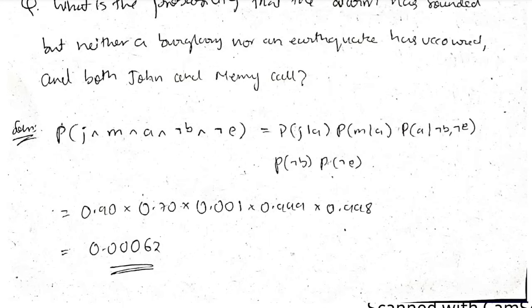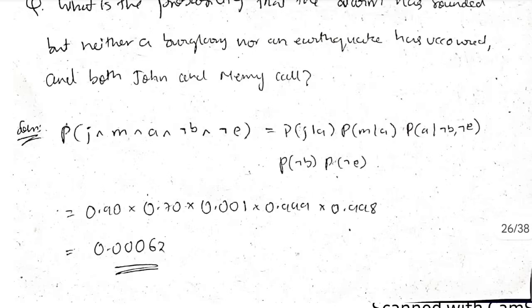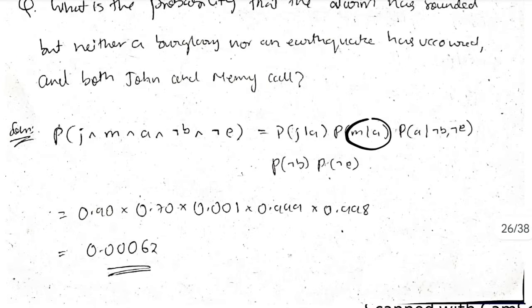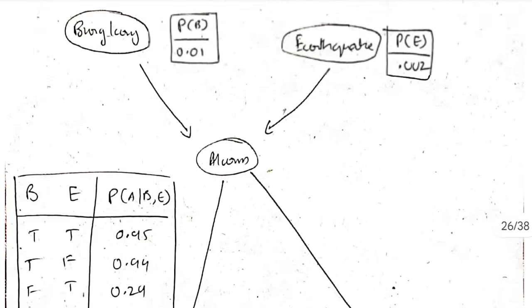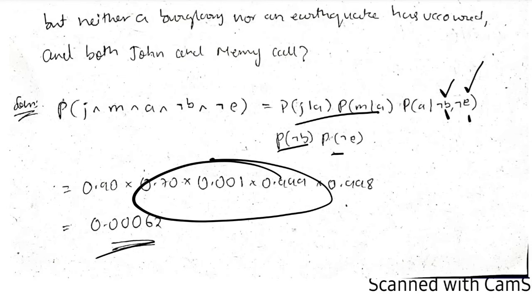What is that probability? How to do that: J means John has called, and John's call depends on the alarm, so I'll write J given A. Mary has called, which also depends on the alarm, so I'll write M given A, multiplied by A given its parents, because the alarm depends on two events, burglary and earthquake. But burglary and earthquake both did not happen, so I'll write A given not B and not E. And finally I'll write the probability that burglary did not happen and the probability that earthquake did not happen. All these probabilities I'll write here. See the table, substitute the values, and I'll get the final answer.